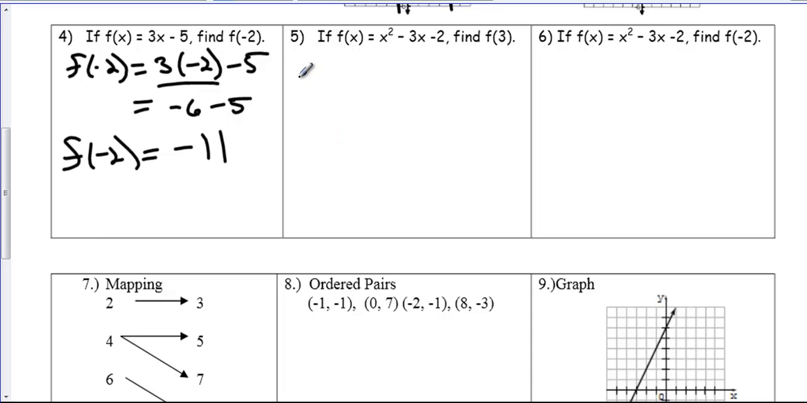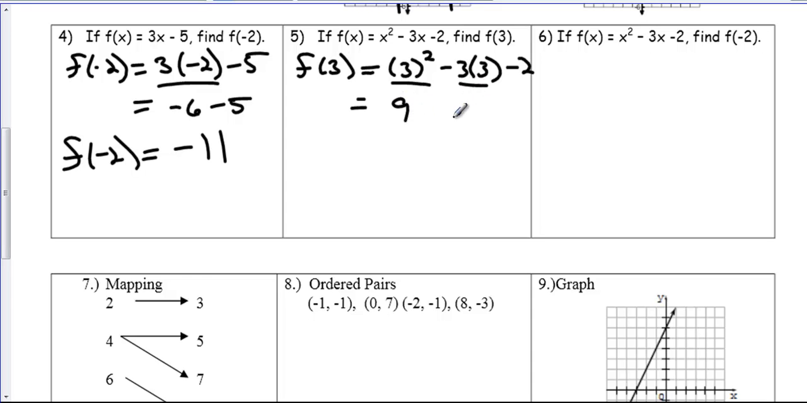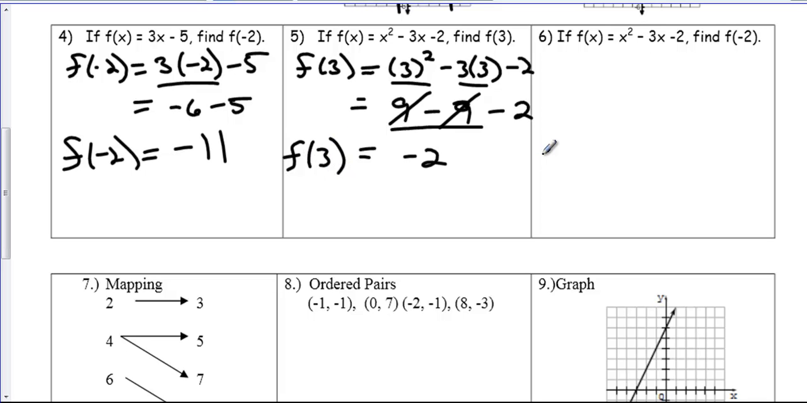Looking at f again, let's find the value of this function when x is 3. So wherever I see an x, I'm going to use my parentheses and the number 3 to substitute. And then I use order of operations to simplify. So squaring would be 9. This is basically squaring as well. So I got another 9 and then 2. From here, 9 minus 9, 0, which leaves me with a -2 left over. So the function value at 3 is -2. Moving on to 6. Same situation.